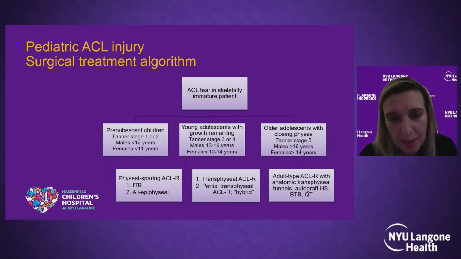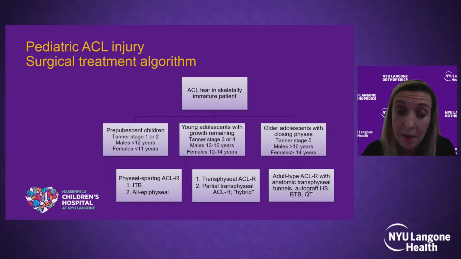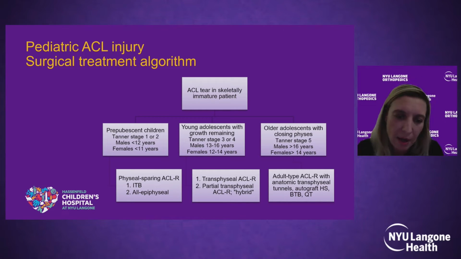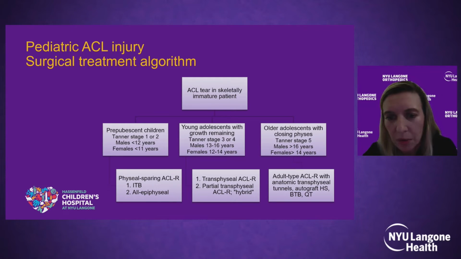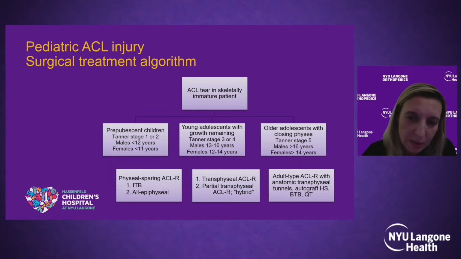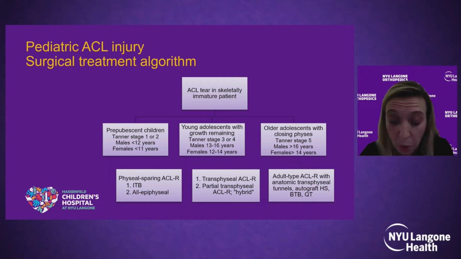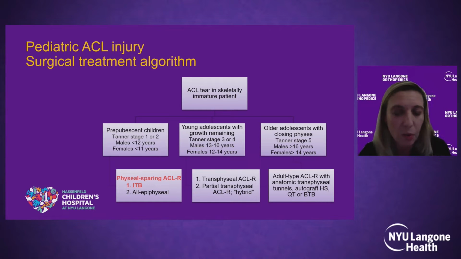In my hands, at least, they're typically getting a transphyseal ACL reconstruction, but we may think about using some physeal sparing techniques. Sometimes we'll do a partial transphyseal or hybrid reconstruction, transphyseal in the tibia to get a little bit more length of that tunnel and more graft in the tunnel, and then all epiphyseal in the femur. And lastly, all the way to the right, the older adolescents with closing physes, Tanner stage 5. These are really skeletally mature adolescents, and they can have an adult type ACL reconstruction with anatomic tunnels. I've put autograft here on purpose: hamstring, VTB, or quad tendon. In this population, autograft is the graft of choice for sure.